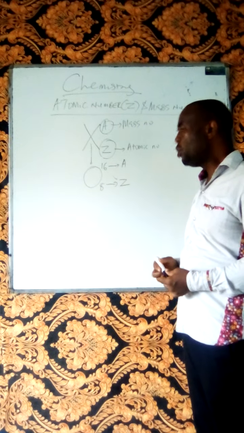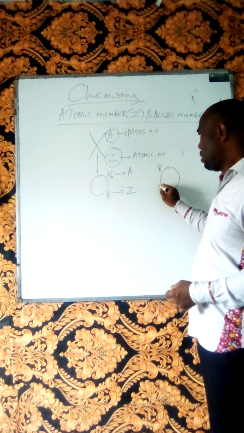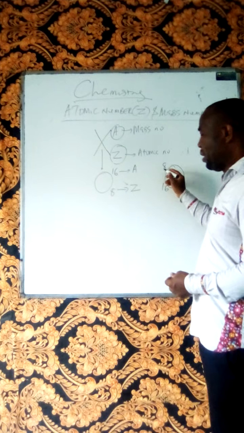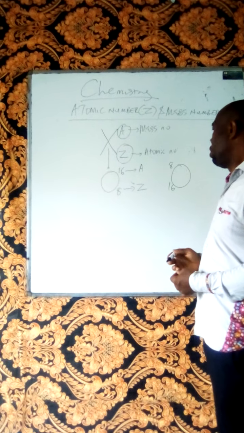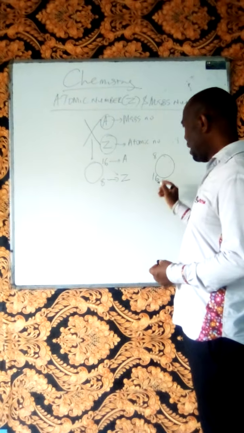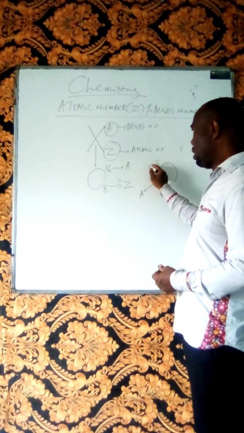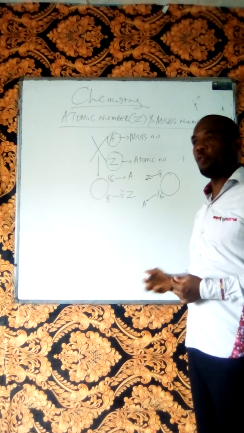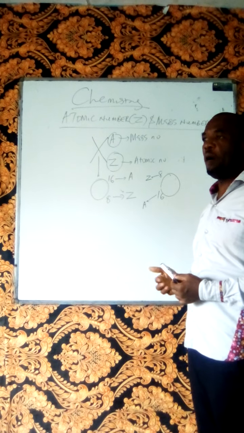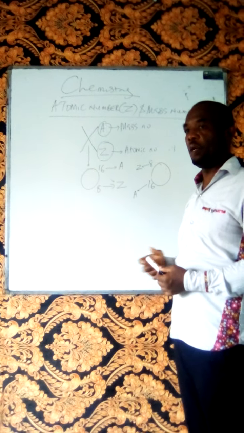Now, somebody can also write oxygen in this form, 8 and 16. The question is this: will 8 still remain the atomic number, or will 8 change to the mass number? No. The mass number will still remain 16, the atomic number will remain 8. So how do we know the mass number? How then do we know the atomic number? The mass number of every atom is usually greater than the atomic number.